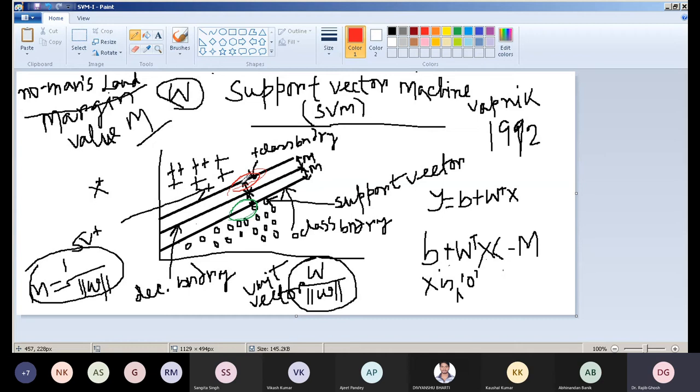The point that we hit is the closest point, and we will call it the support vector of the circle class.